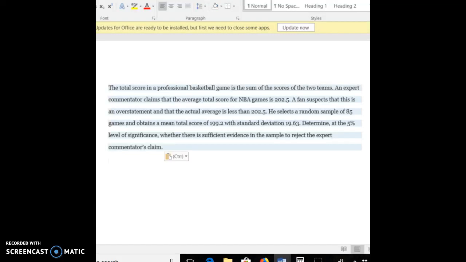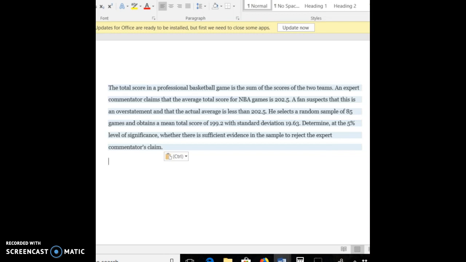Alright, so let's look at this first example. The total score in a professional basketball game is the sum of the scores of the two teams. An expert commentator claims that the average total score for NBA games is 202.5. A fan suspects that this is an overstatement and that the actual average is less than 202.5.